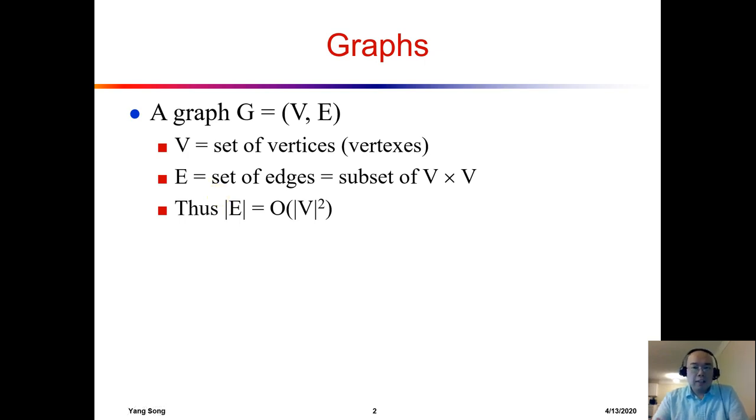And for the edges, given we have that many vertices, the most number of edges we can have should be the length of V squared, which means if we do have V squared many edges, then we have a full graph, because if we randomly pick two vertices and they are connected, we have a full graph in this case. And this O means this is the upper bound, and of course, if the graph is not full, we are perfectly fine with it.